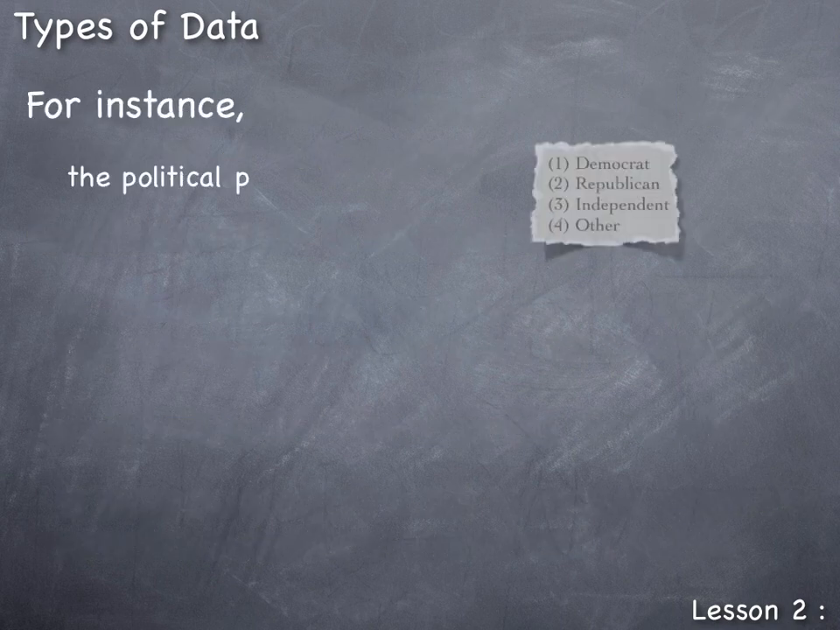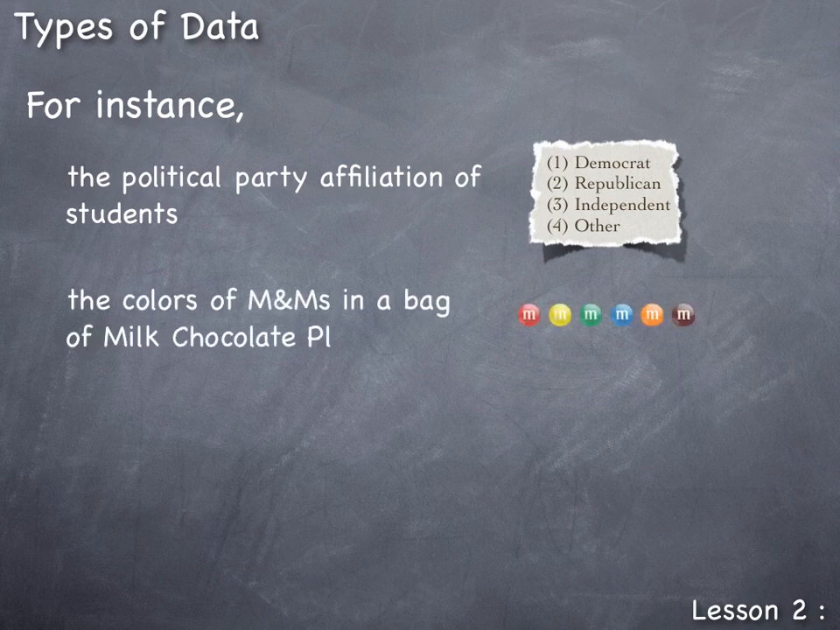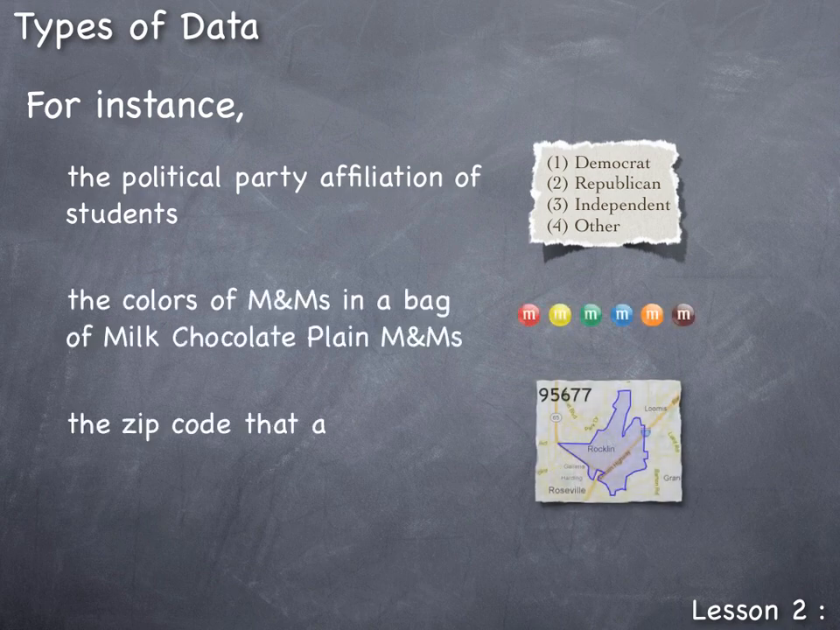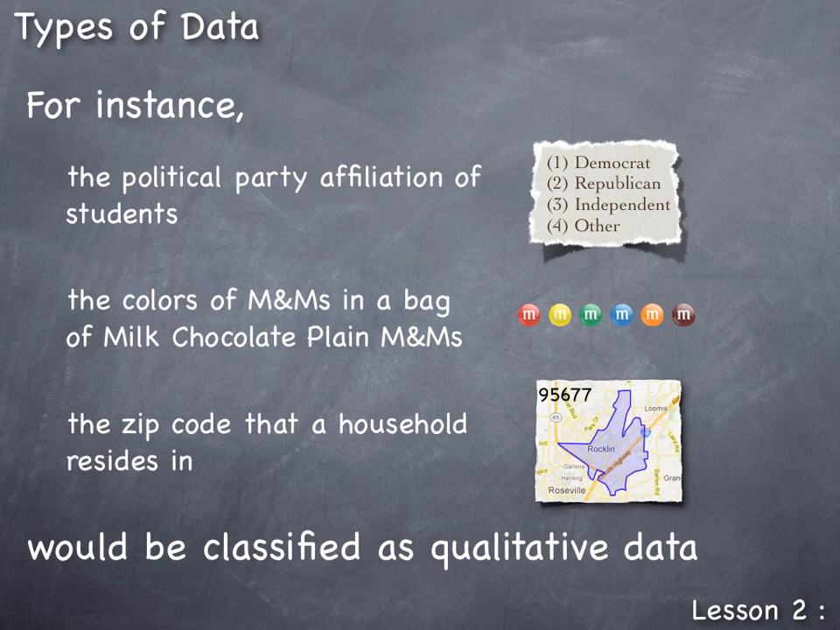For instance, the political party affiliation of students, the colors of M&Ms in a bag of milk chocolate plain M&Ms, the zip code that a household resides in would all be classified as qualitative data. The political party affiliation, Democrat, Republican, Independent, Other, are categorical. Colors of M&Ms, red, yellow, green, blue, orange, brown, categorical.